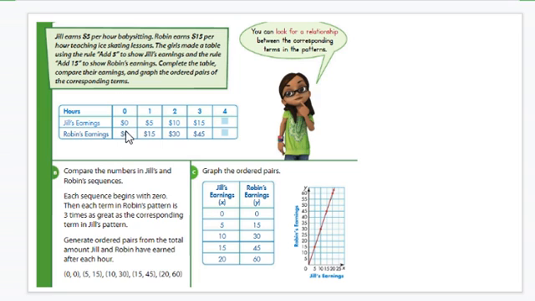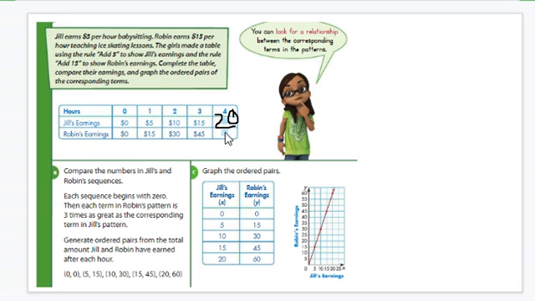Let's kind of check what they did. At 0 hours worked, they earned 0 money. At 1 hour worked, Jill earned 5, Robin earned 15. Jill's is add 5, so hour 2 is 10. Robin's is add 15, so 2 hours is 30. So if we continue these rules to figure out how much they earned in 4 hours, Jill's was again add 5, so 15 plus 5 is 20.